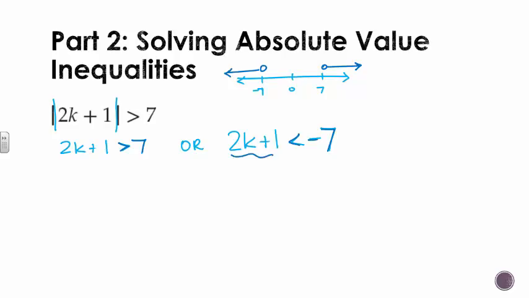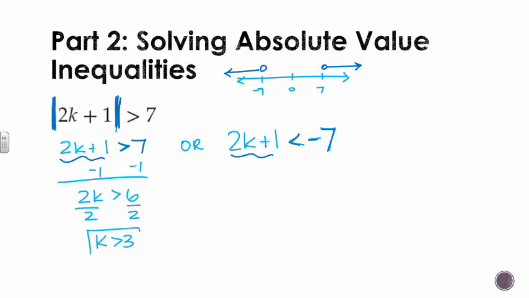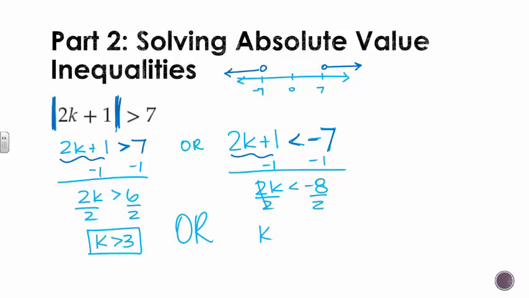And then this changes where our actual answers are, so our graph isn't going to look like this, but that's what this stuff means right here, that it's either bigger than +7 or less than -7. So now once we've split this up, we can solve. Subtract 1 from both sides, divide by 2, so we get all the k's bigger than 3, or divide by 2, we get all the k's less than -4.